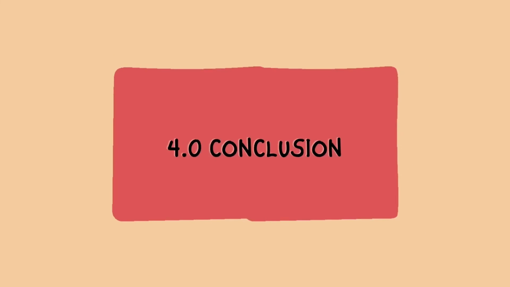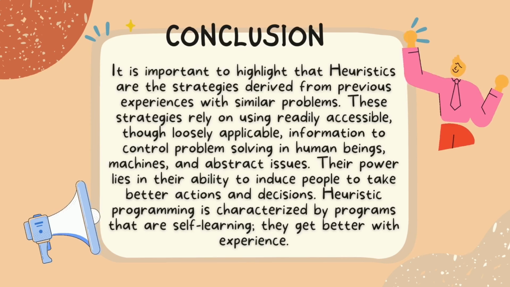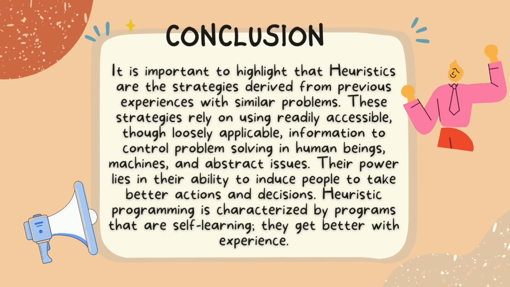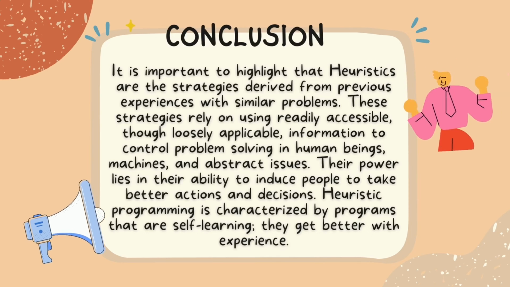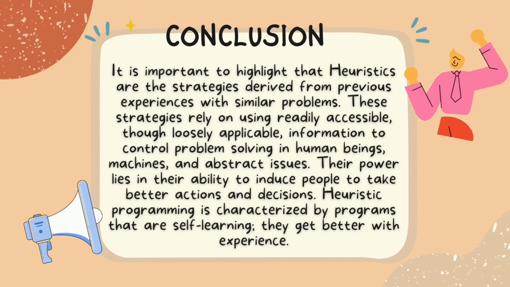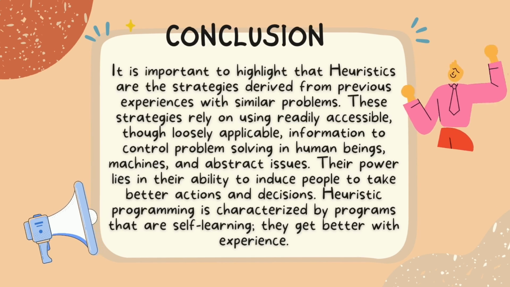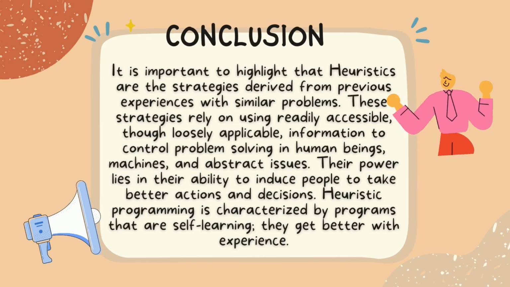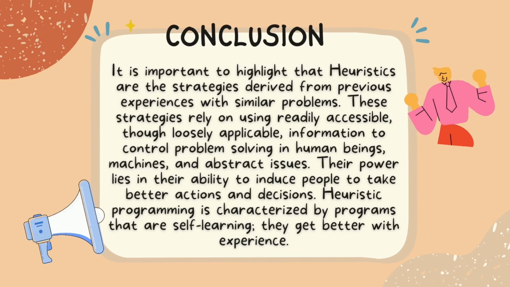The last one is the conclusion. It is important to highlight that heuristics are strategies derived from previous experiences with similar problems. These strategies rely on using readily accessible, though loosely applicable, information to control problem solving in human beings, machines, and abstract issues. Their power lies in their ability to induce people to take better actions and decisions. Heuristic programming is characterized by programs that are self-learning, which means they get better with experience.